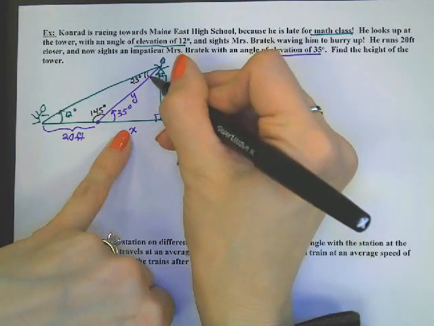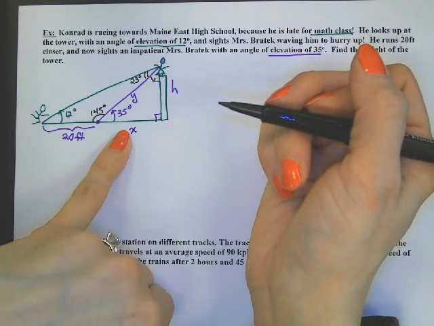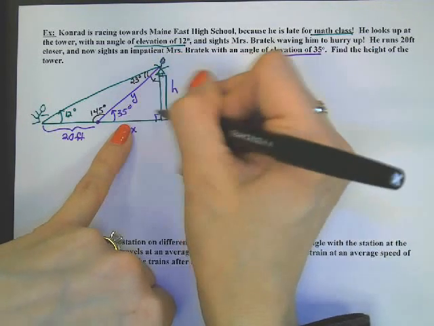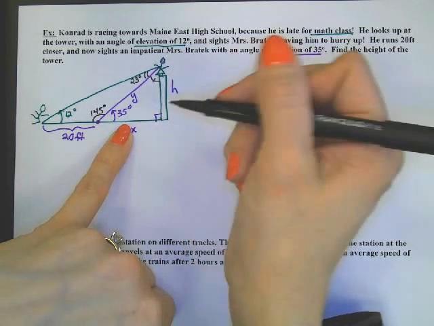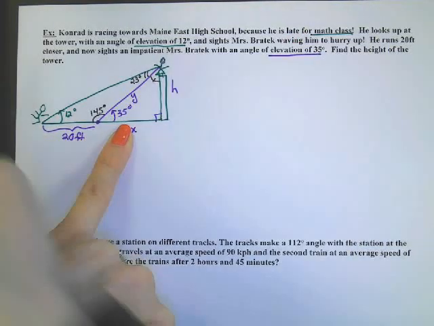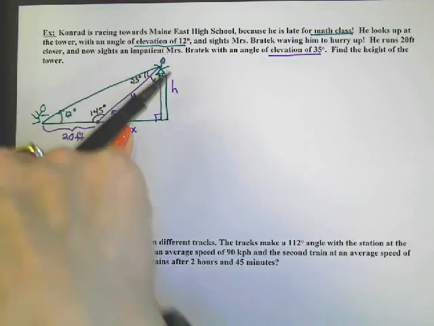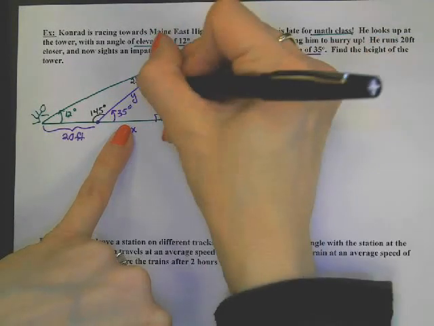How about the one right here by the vertical? That angle right there is, in a triangle, so that would be 55 degrees.